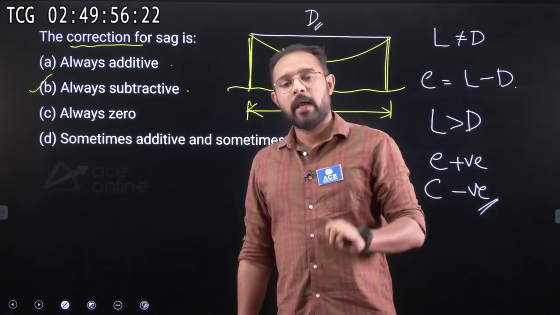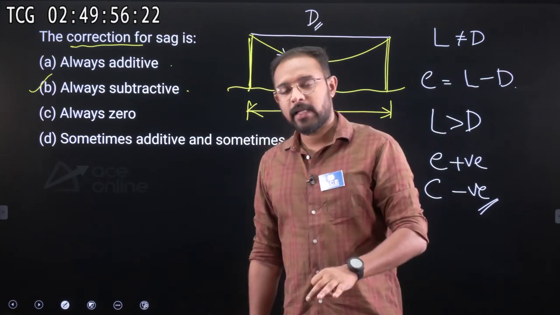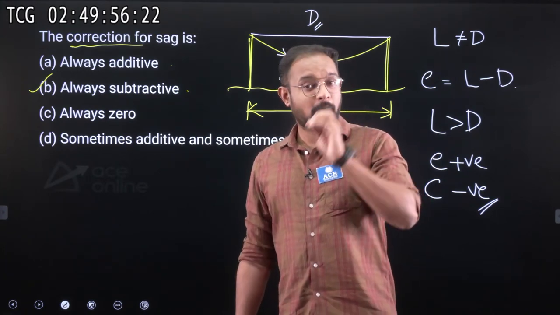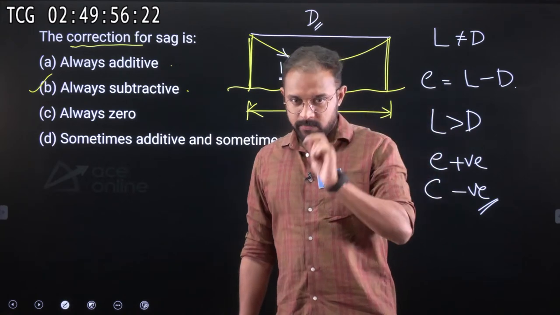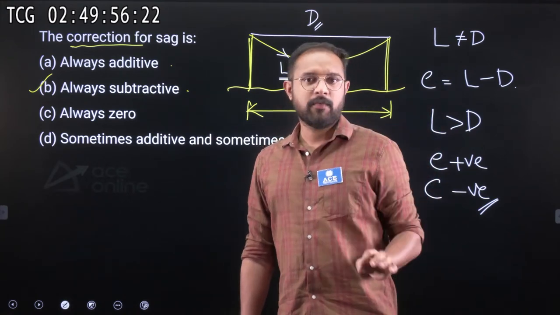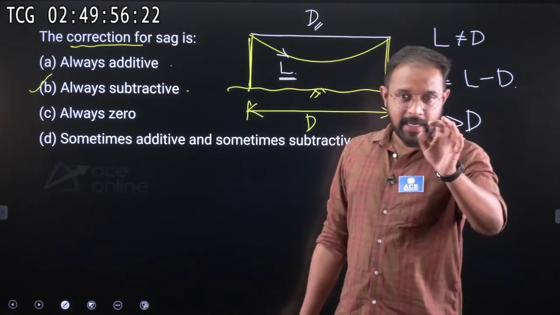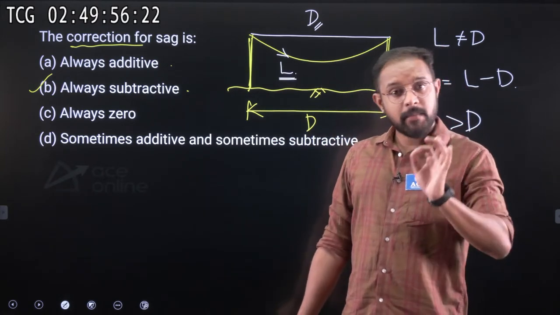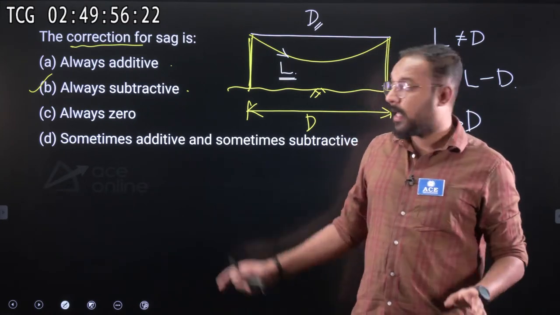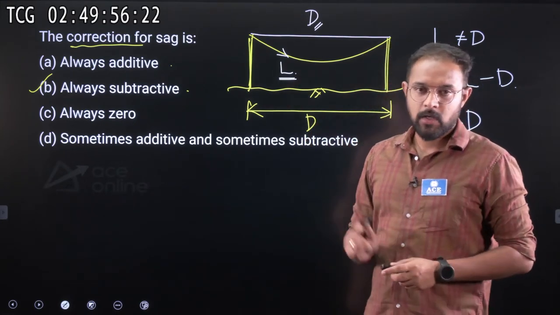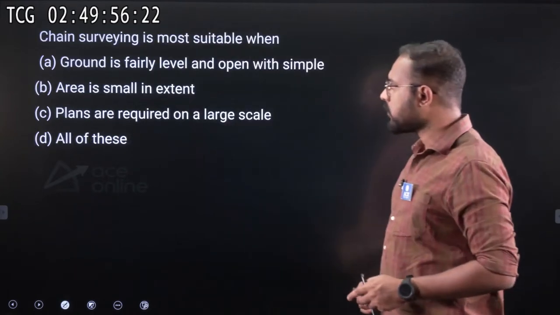But the error due to slope, error due to sag, error due to bad ranging will always be positive, and the resulting correction will always be negative. So please go through those formulas we have especially discussed in the classroom. Formulas are very important. Direct application of formulas will not come, but based on the formula, they will frame theoretical questions like this. So please pay attention to that.